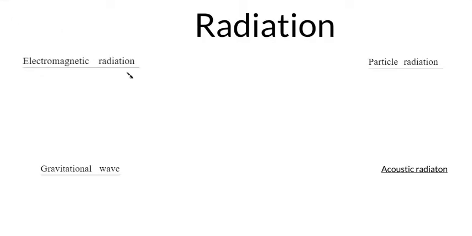So today's topic is going to be radiation and the different types of it. As we can see, there are 4 types of radiation: electromagnetic radiation, particle radiation, gravitational radiation, and acoustic radiation. So in general, radiation is a transmission of energy through space or through a certain medium. As we will see, some of these vary differently, but they always carry energy.